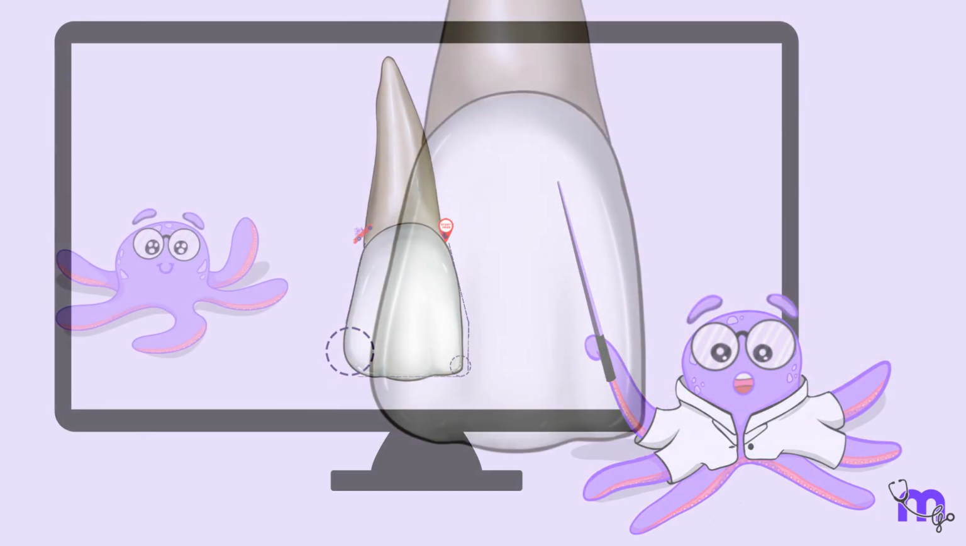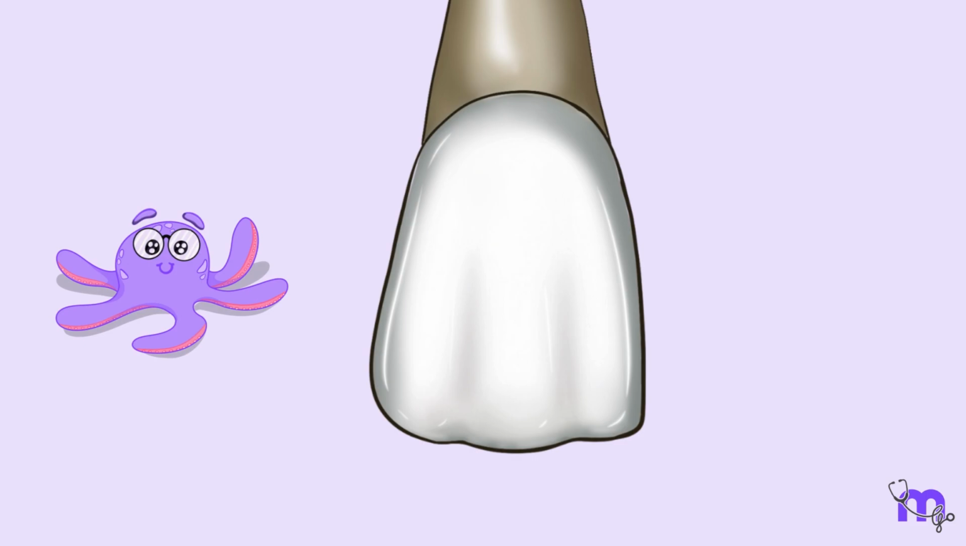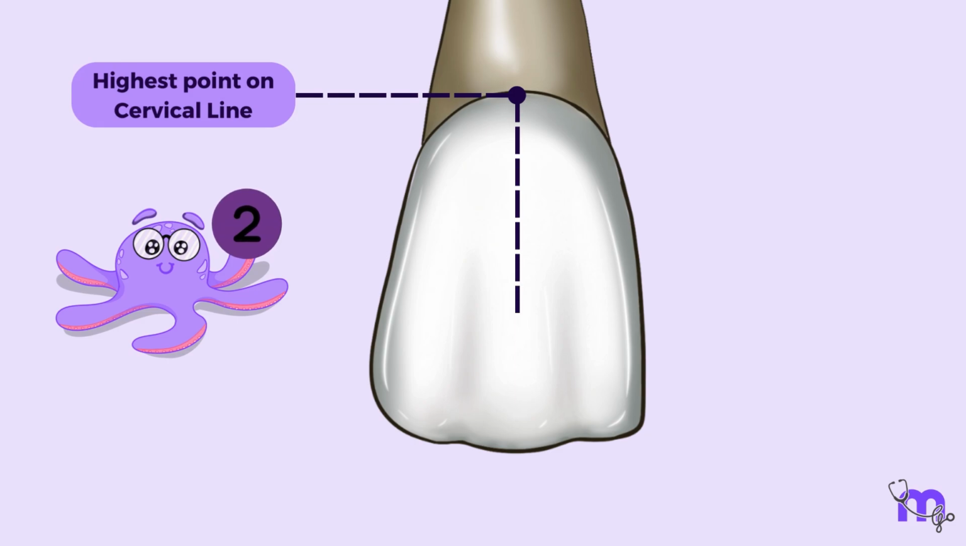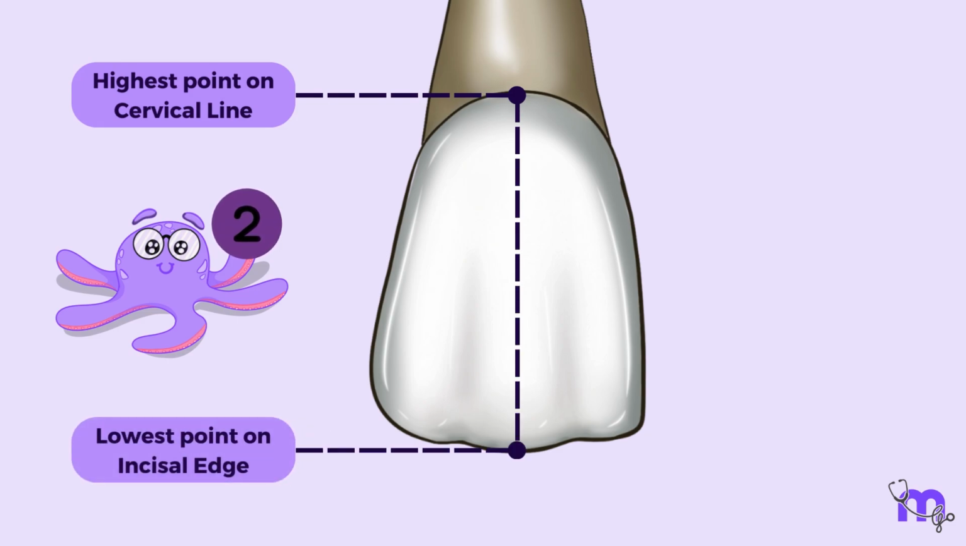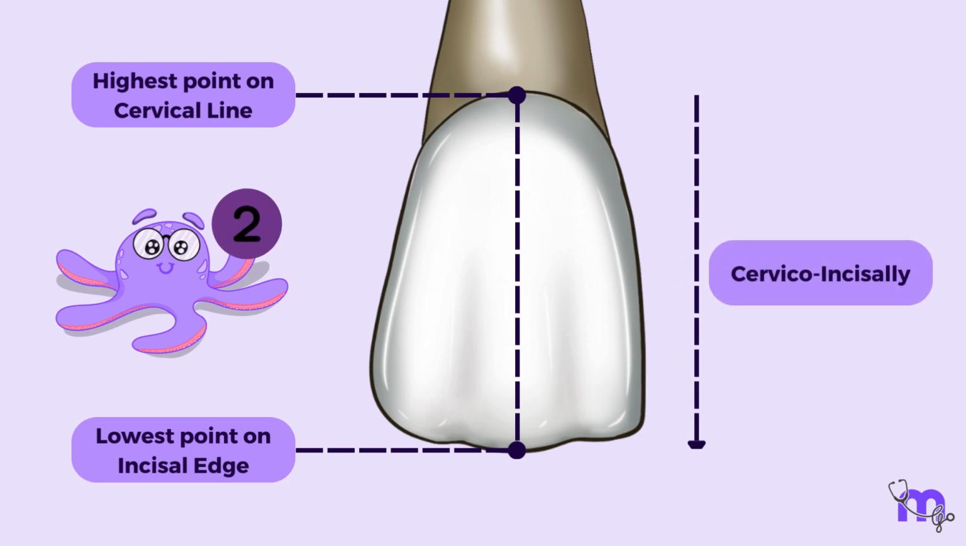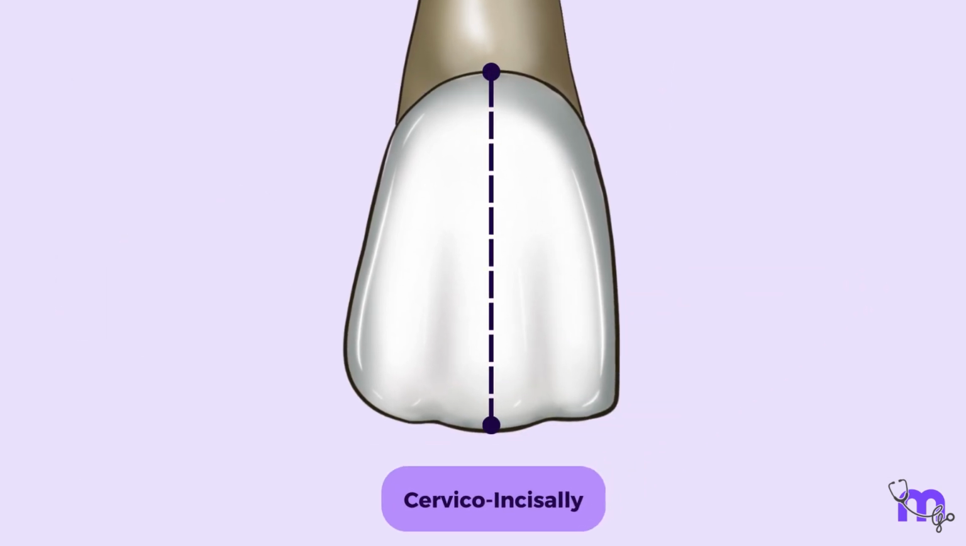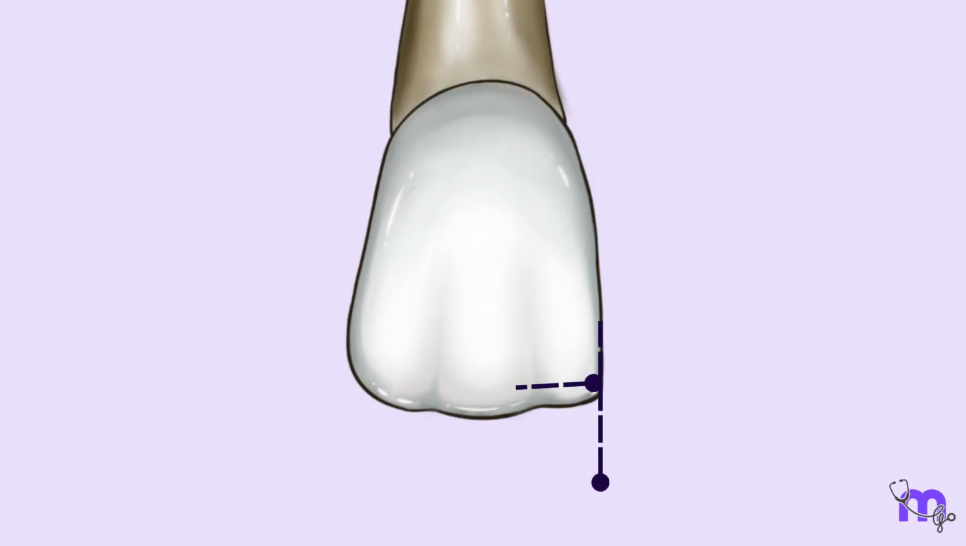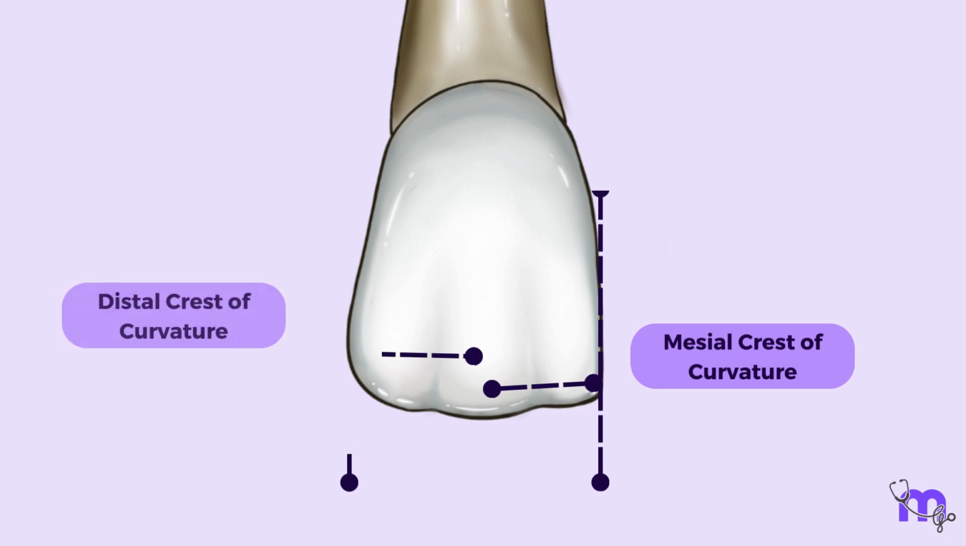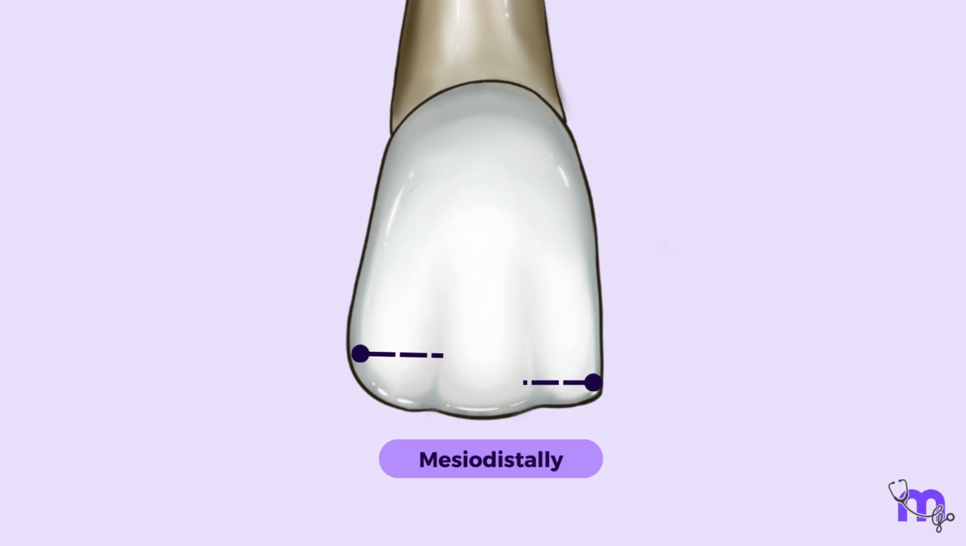Keeping this in mind, on observing the crown, we will be able to calculate two dimensions. One from the highest point on the cervical line to the lowest point on the incisal edge, or the cervico-incisal dimension, which is about 10 to 11 mm. The next one from the mesial crest of curvature to the distal crest of curvature, or mesiodistal dimension, which is about 8 to 9 mm.